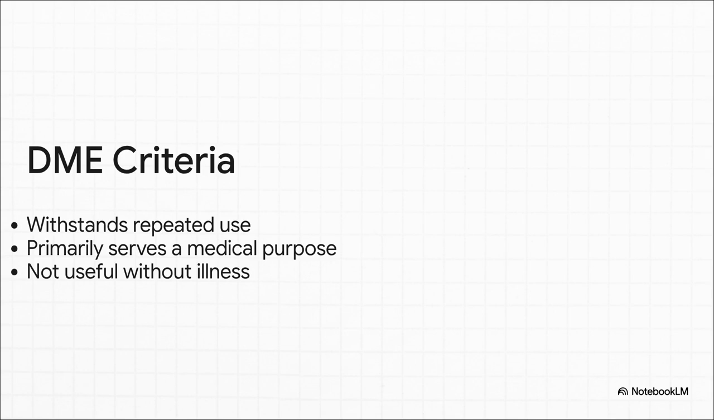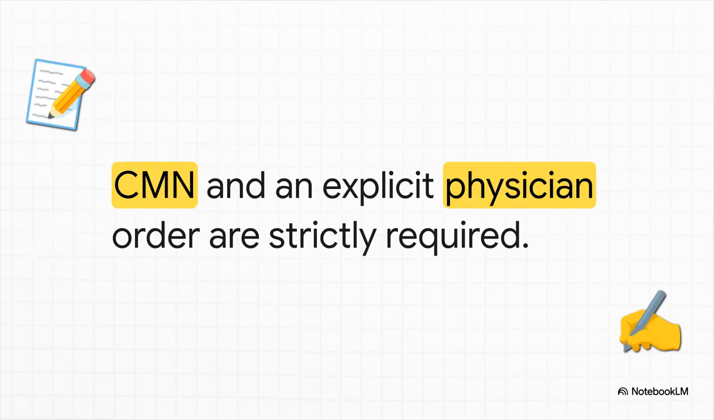Basically, a wheelchair fits this perfectly. Your standard comfy living room recliner? Yeah, not so much. But listen, billing DME isn't just about picking a random E-code and calling it a day. You need rock-solid documentation. You absolutely must have an explicit physician order and a certificate of medical necessity, usually called a CMN. Without this paperwork actually proving medical necessity, that claim is going nowhere fast.